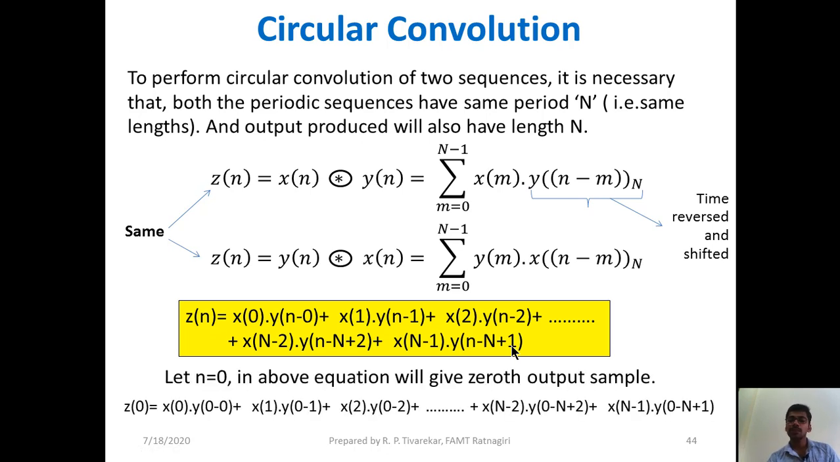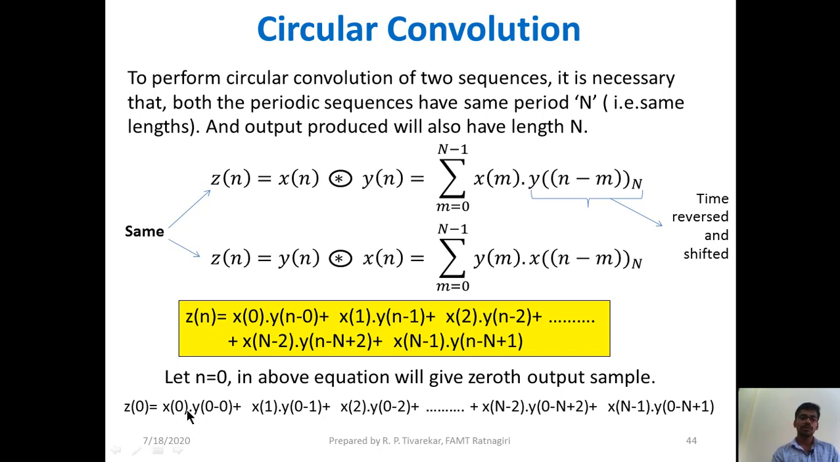Now if I substitute n equal to 0 to calculate the first output sample of this circular convolution, then what will happen? I will substitute n equal to 0 here, I will get this. I will substitute n equal to 0 here, here, here and here, and that gives me this thing.